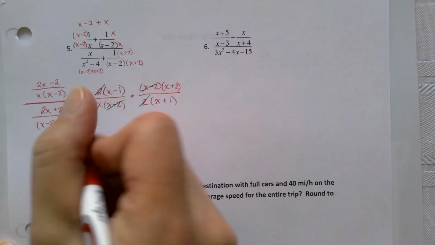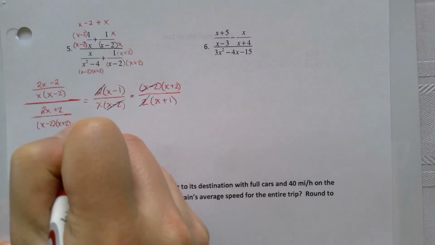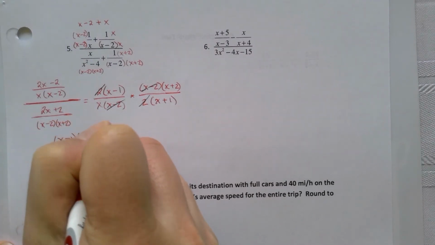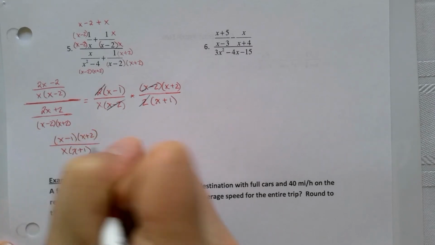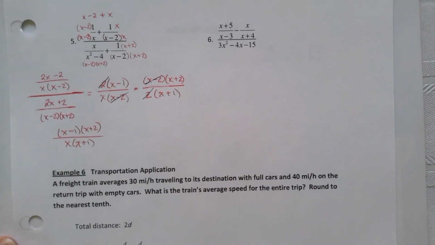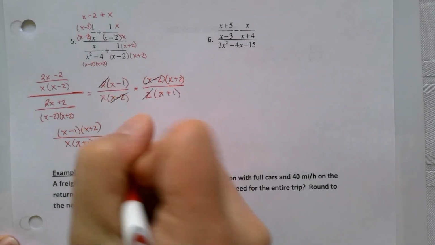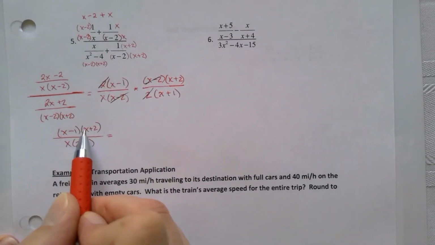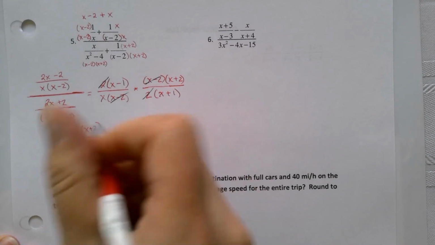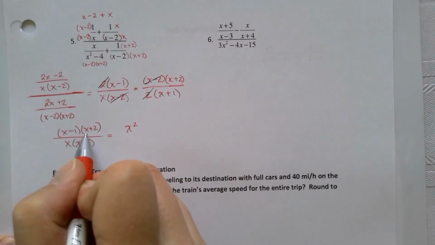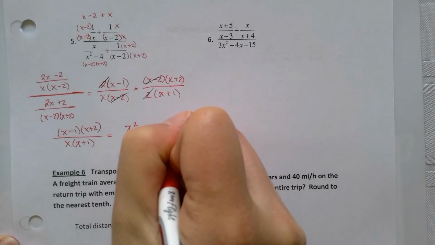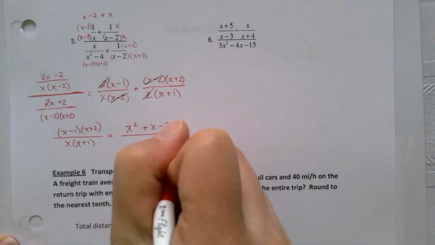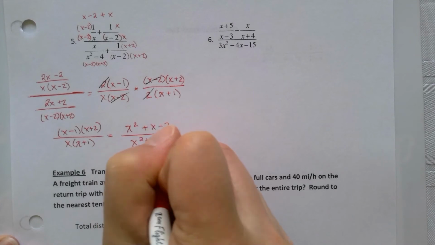So I'm going to have to put this together. x minus 1 times x plus 2 over x times x plus 1. Again, you might see the answer written as that. I'm going to be asking for it to be multiplied out, so I'm going to FOIL the top. So I get x squared, and then I get a 2x and a negative x, so just a positive 1x, minus 2, all over x squared plus x.